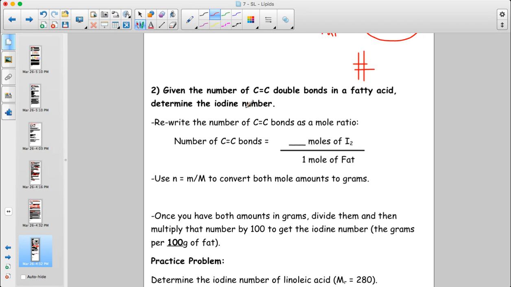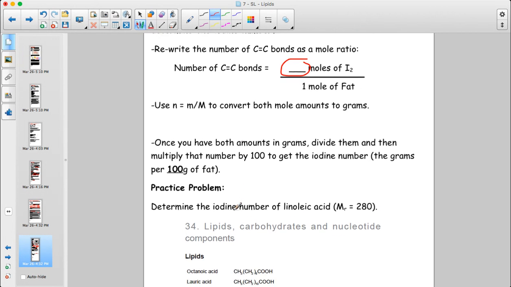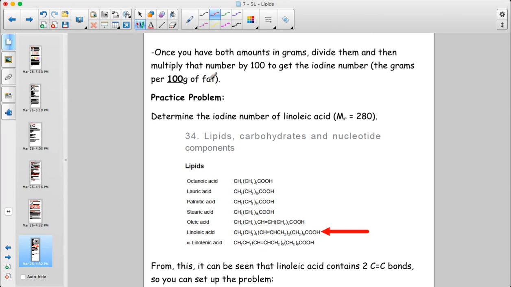The other way is that you're given the number of C-to-C double bonds and you need to determine the iodine number. So if you get that, you should set up a ratio where you enter the number of C-to-C double bonds on top per 1 mole of fat, and then you're going to go backwards, convert both mole amounts into gram amounts, and then after you divide that, multiply by 100 to get the iodine number, since it's per 100 grams of fat. So a practice problem would be determine the iodine number of linoleic acid, molecular mass of 280.